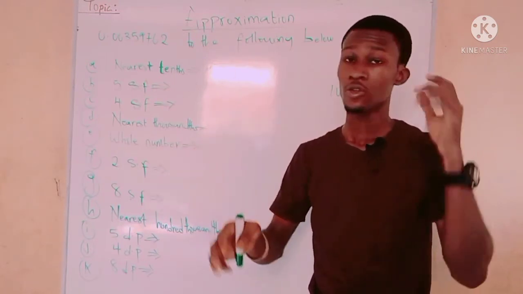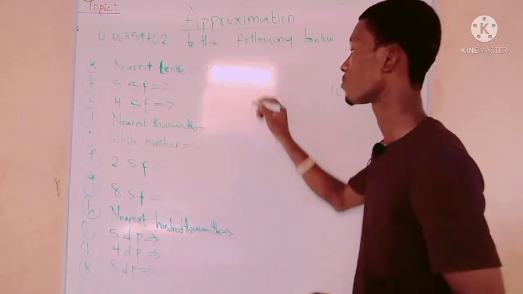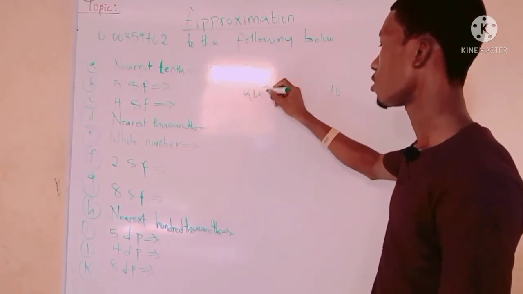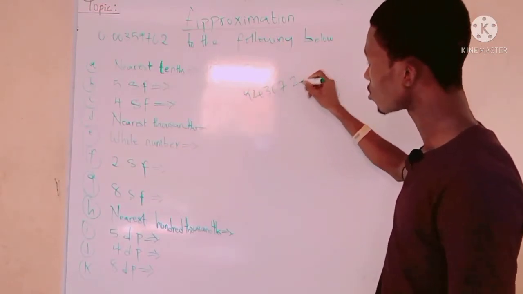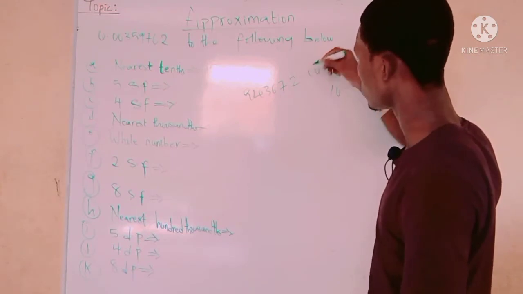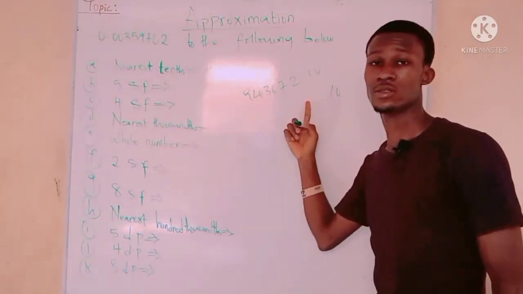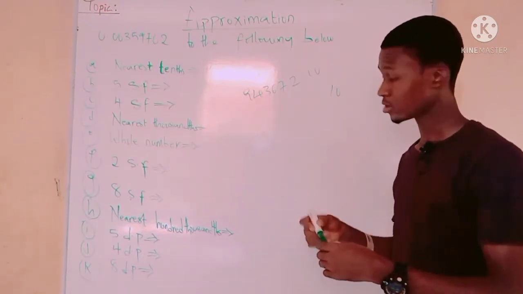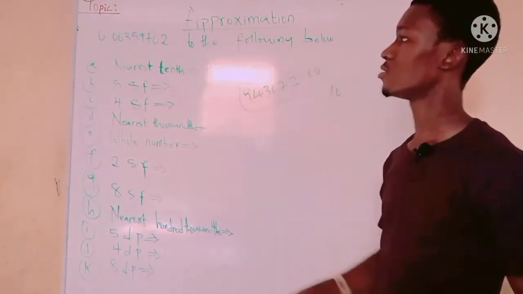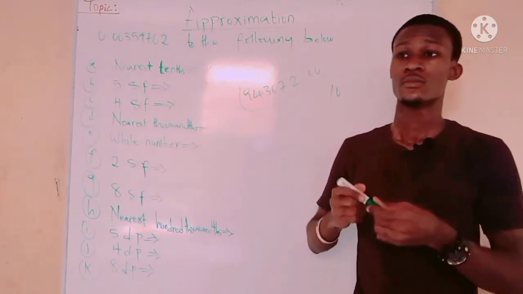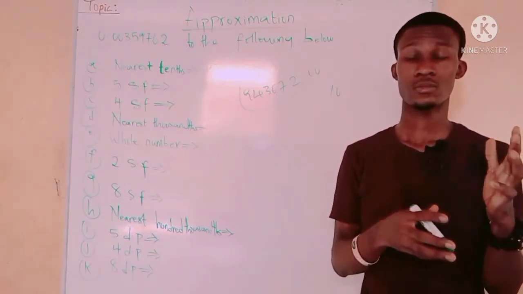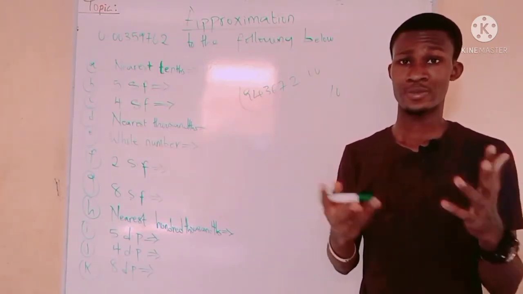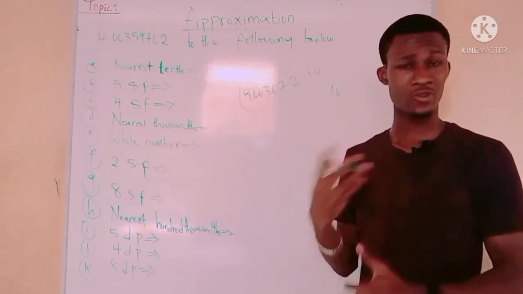Easy as that. Even if you see something like 9, 4, 3, 6, 7, 2.10, all these things are not important when you're counting a particular decimal number to the nearest tenth, or maybe to 5 decimal places.